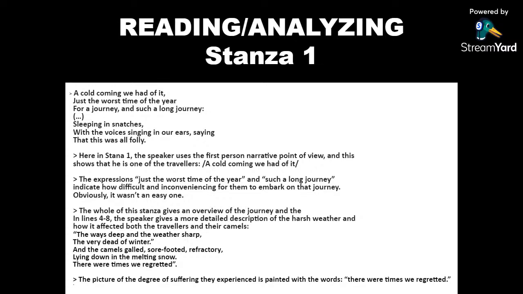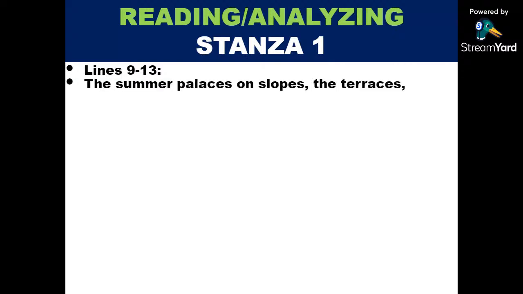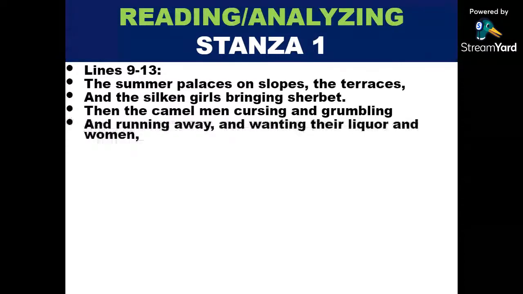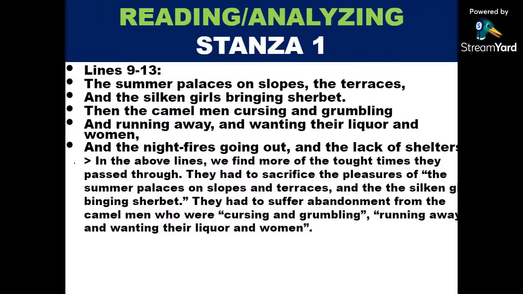Okay? So let's move on. Still on stanza 1, we want to look at lines 9 to 13. And those lines are as follows: the summer palaces on slopes, the terraces, and the silken girls bringing sherbet, then the camel men cursing and grumbling and running away and wanting their liquor and women, and the night fires going out and the lack of shelters. Take note of the repetition here.